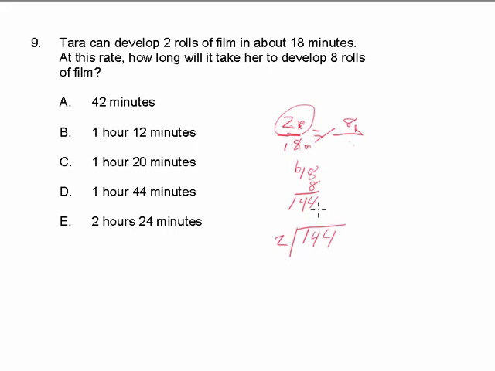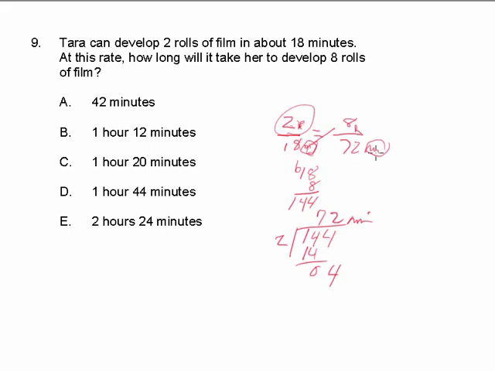144 divided by 2: 14 into 2 would go 7 times, right? 2 times 7 is 14. Subtract, that gives us 0, bring down the 4, and 2. So we have 72 minutes, and notice we have minutes down here.